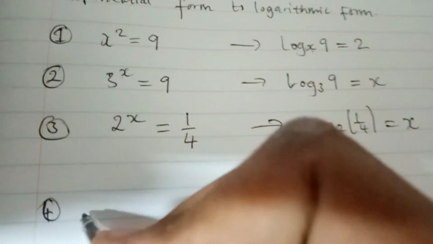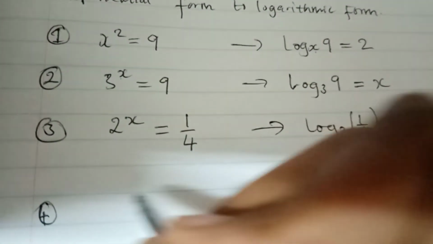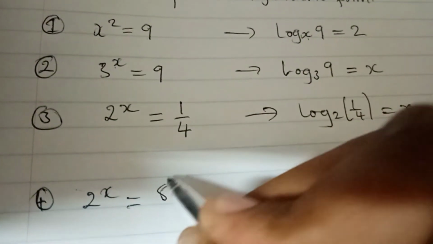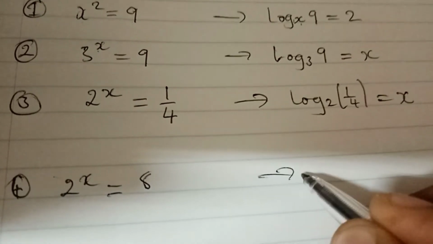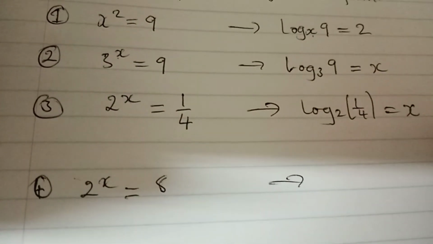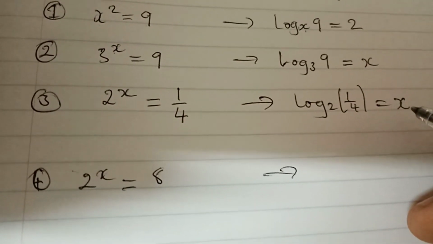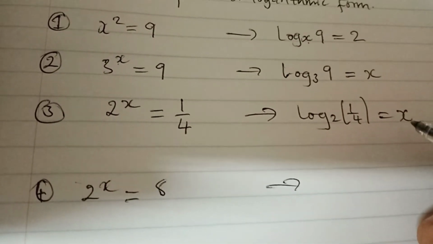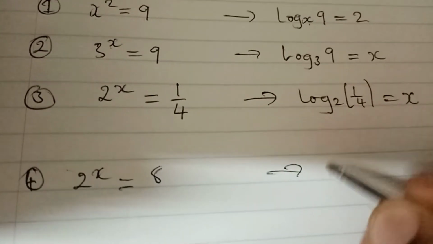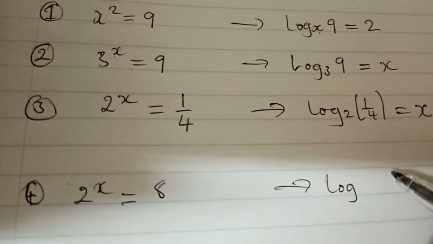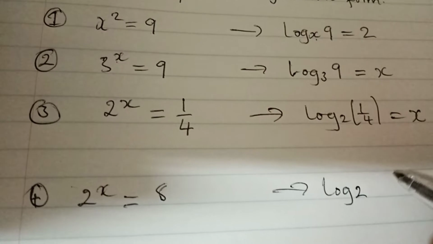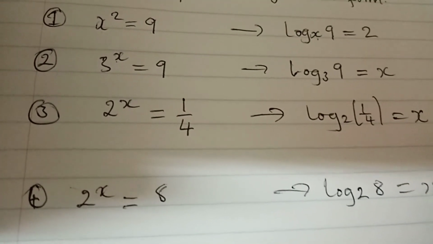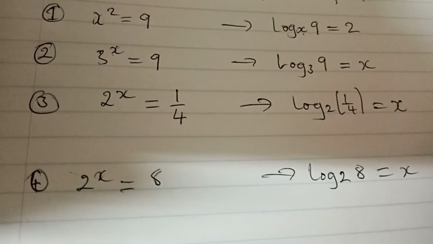Now let's do our fourth question. We're going to have 2 to the power x is equal to 8. Now in logarithmic form you can just pause the video and try to change it into logarithmic form. So now that you have attempted the question, let's look at the solution. Now we are going to have log, the base, which is 2, our constant, which is 8, is equal to our exponent x.